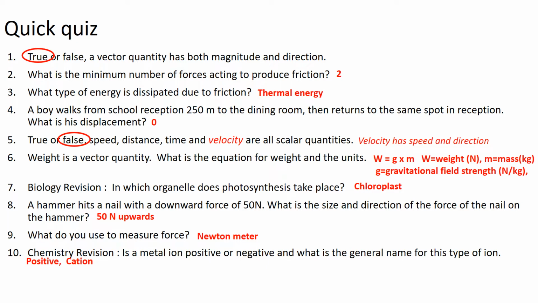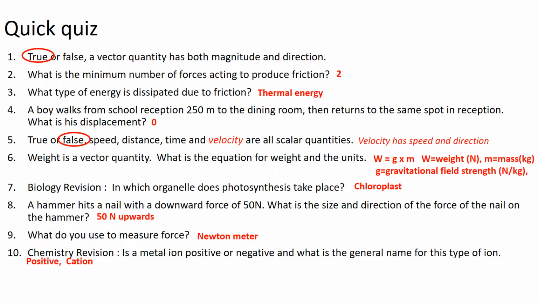Random one here, biology revision. In which organelle does photosynthesis take place? Chloroplast. Hopefully you've all got that right. Number 8: a hammer hits a nail with a downward force of 50 newtons. What is the size and direction of the force of the nail on the hammer? Well, it's got to be 50 newtons. And what's the piece of equipment we use to measure forces? It's a Newton meter.